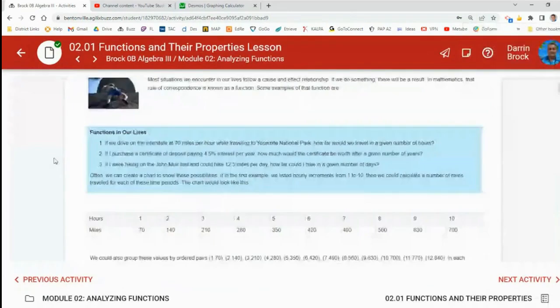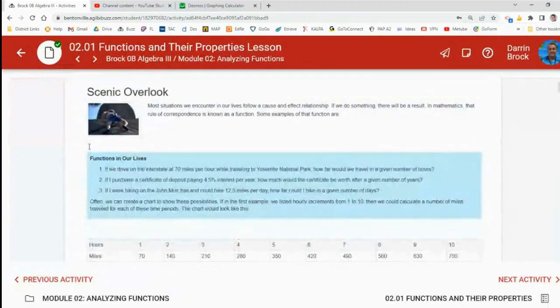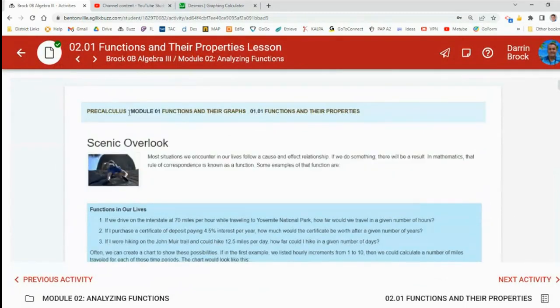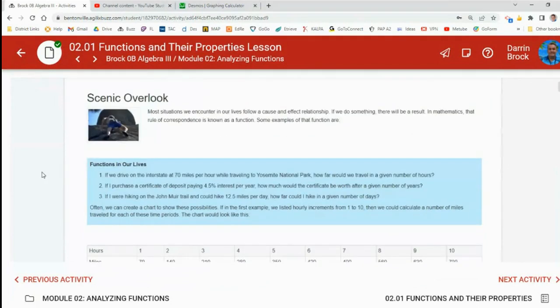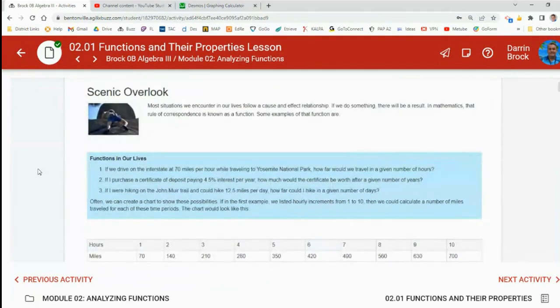All right, so this has the scenic overlook. Like I said, Algebra 3, we pull lessons from pre-calculus. We pull lessons from Algebra 2. Algebra 3 is an Arkansas-only course. And so we cover all of the materials we need by stealing from other classes. So this has a scenic overlook.